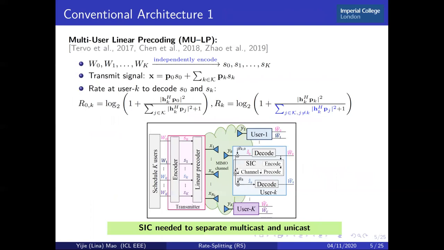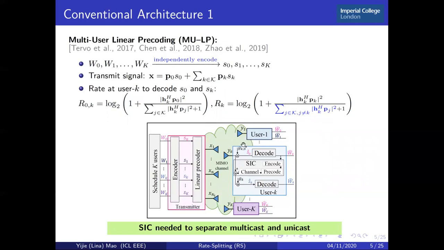There are 2 conventional architectures in non-orthogonal unicast and multicast transmission. The first one is the conventional multi-user linear precoding. In MULP, the multicast message W0 and the K unicast messages W1 till WK are independently encoded into K+1 streams. The streams are linearly precoded and superposed at the transmitter. So here is the transmit signal. P0 and PK are the precoders for the corresponding streams.